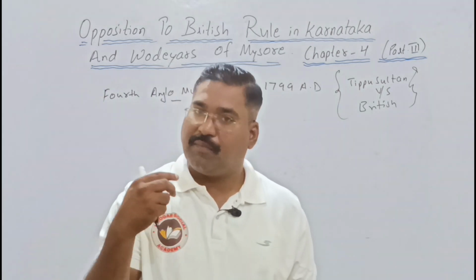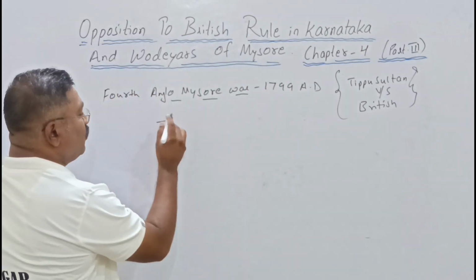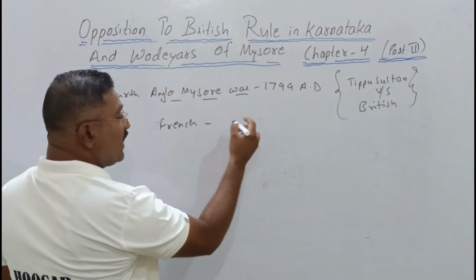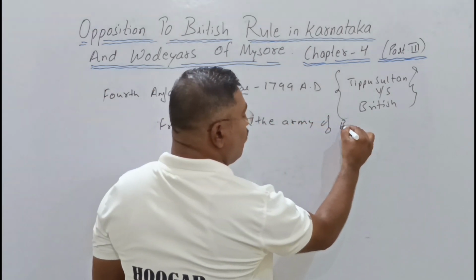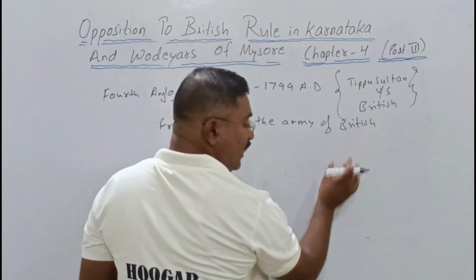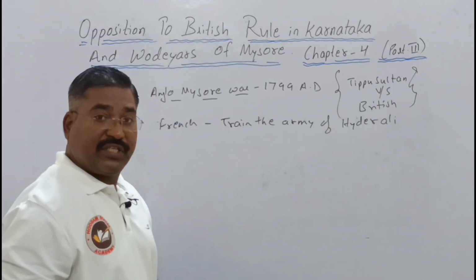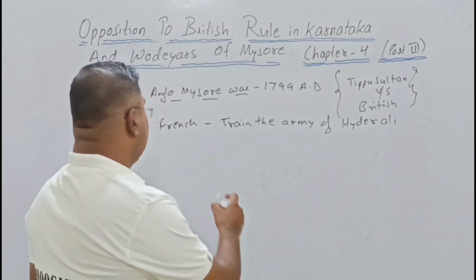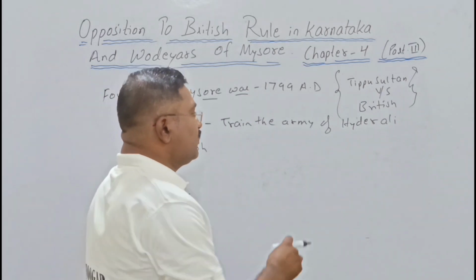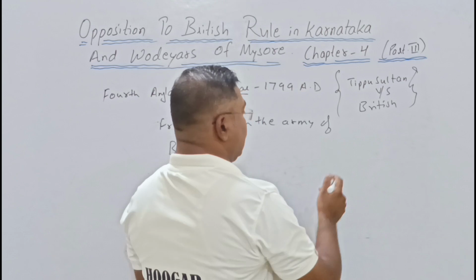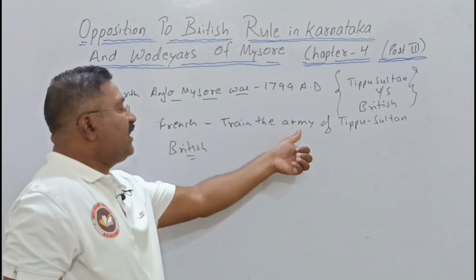and requests the French to be a part of Mysore. The French accept, and decide to train the army of Tipu Sultan, which was not liked by his biggest enemy, the British. Sorry, not Hyder Ali, we are talking about Tipu Sultan. The French were to train the army of Tipu Sultan.